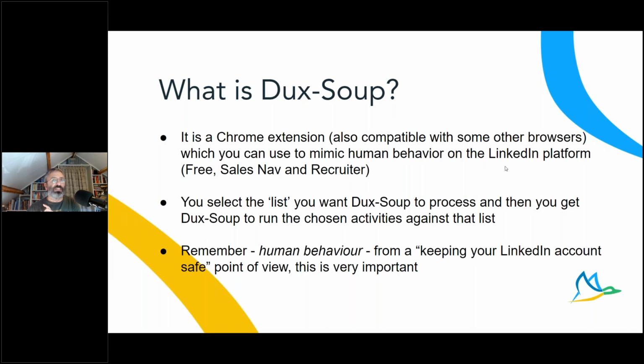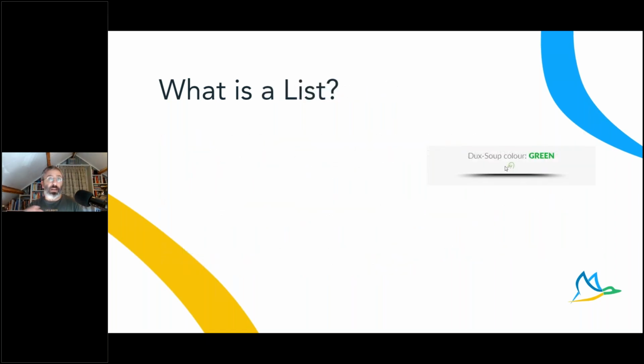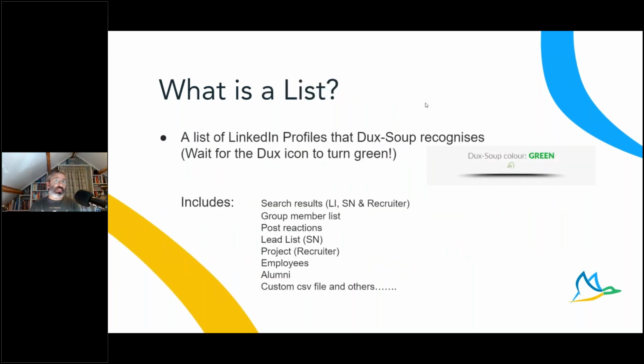So the lists. What do I mean by a LinkedIn list? Well, basically, it's a list of LinkedIn profiles that Dux Soup recognizes. When you go to a page in LinkedIn that's a list, you give it a second, the robot icon in the top right-hand corner will turn green, and Dux Soup will say, ready, at your service. So we're always looking for that icon to turn green, and then we know what's on the screen is a list of data that we can process.